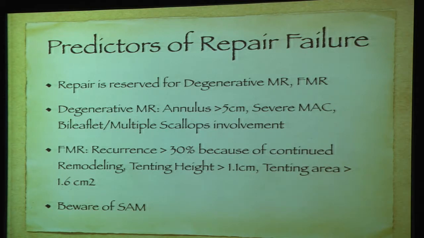In functional MR, because there is a continued remodeling and the tethering going on, you can decrease the annular size, but the tethering is not stopped, okay? So if the tenting height is more than 1 centimeter, tenting area more than 1.6, those patients in functional MR have a higher chance of having MR in the due course of time. That is why repair is not very successful. And of course, beware of SAM, which we just discussed.